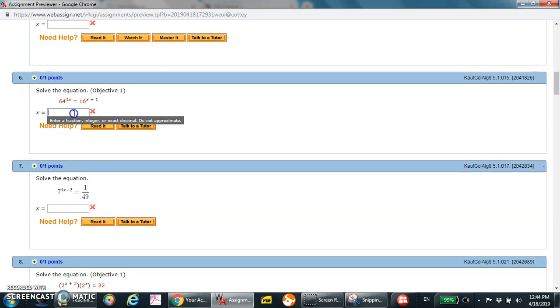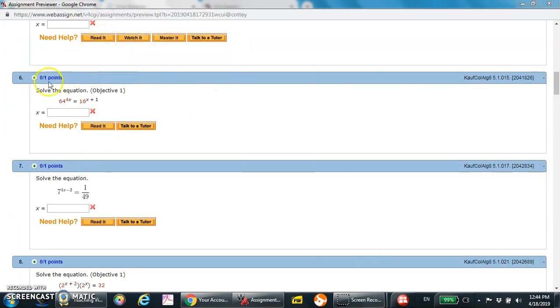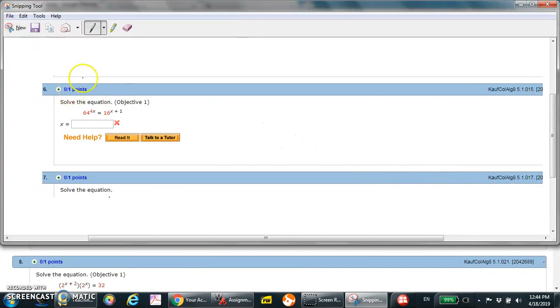Now let's take a look at this one. So here we have 64 to the 4x equals 16 to the x plus 1. Now, before we can solve this equation, we need to rewrite both numbers, or both bases, into the same base. Because 64 and 16 share the same base, because both of them can be written as 2 to some exponent.